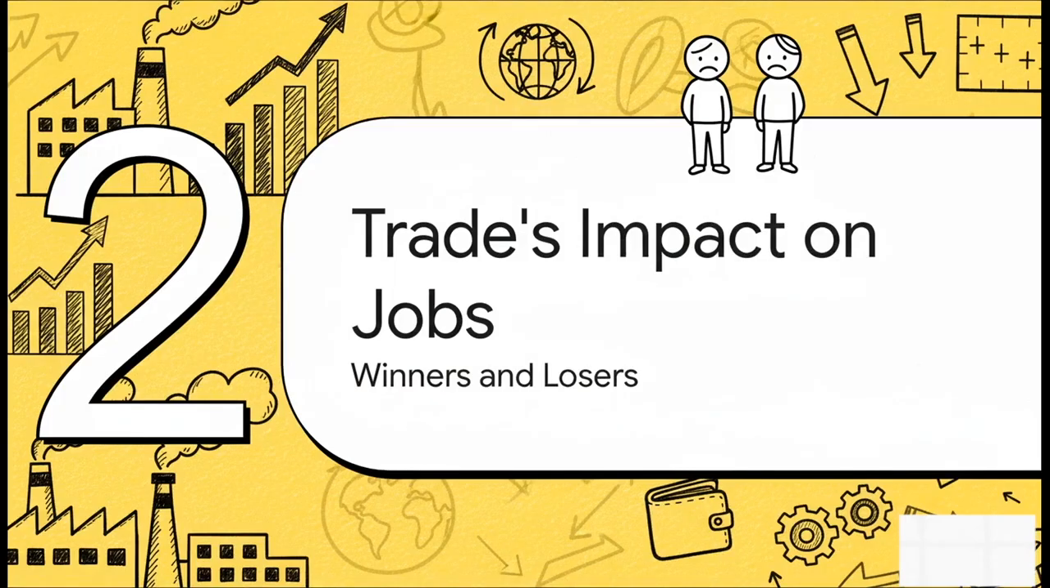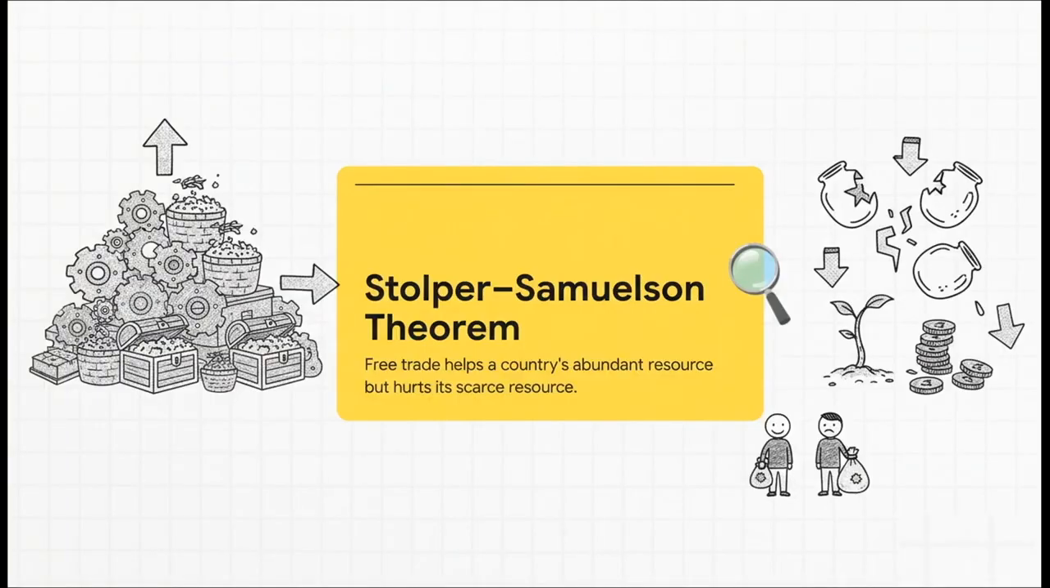But here's the thing. Those gains, they aren't shared equally. The theory is neat and tidy, but for real people and real businesses, the reality can be pretty tough. Let's look at the human side of all this. This brings us to a really important idea called the Stolper-Samuelson theorem, and it's a big one.